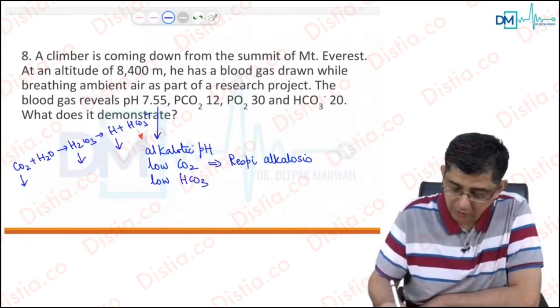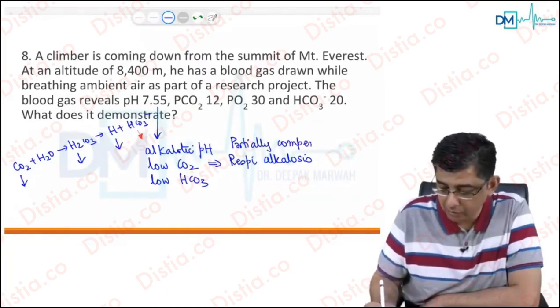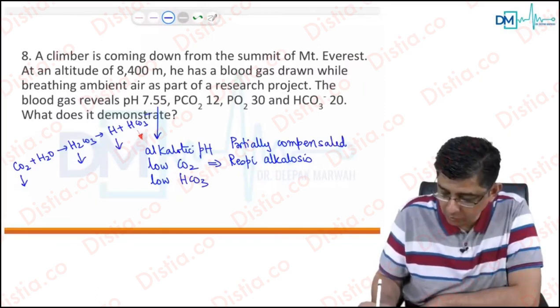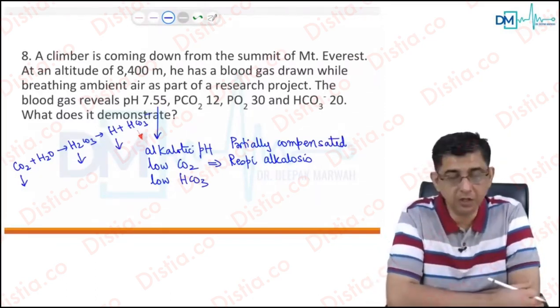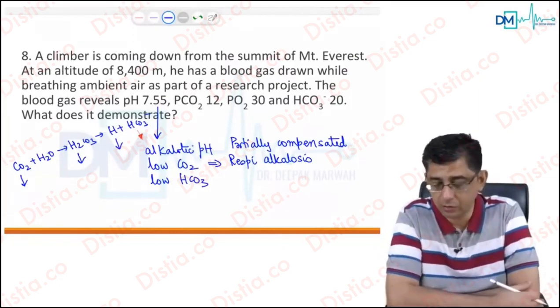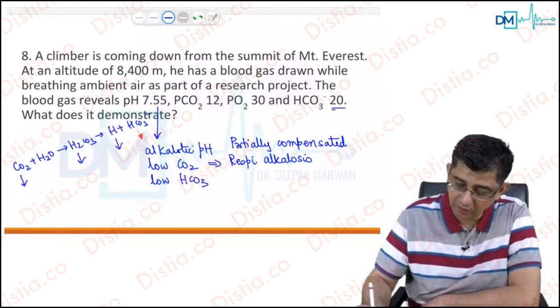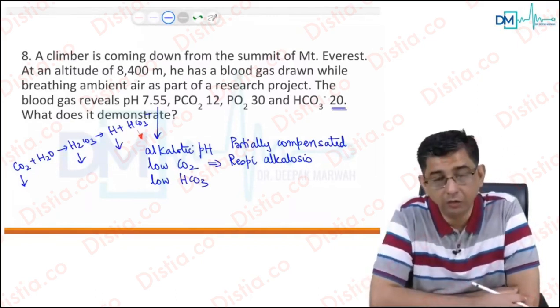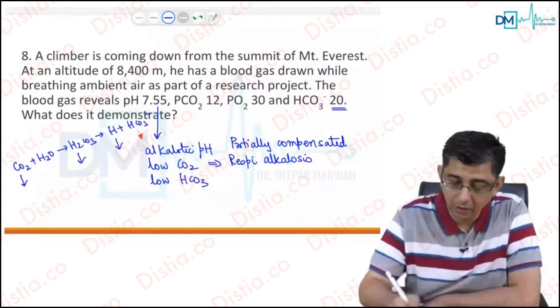In this particular case, the pH is 7.55. Though the bicarbonate of the patient is low, it has not been able to stabilize the value of pH. The pH is still elevated, so it is partially compensated. The good news is that in this patient, the value of bicarbonate is 20. So that means the bicarbonate value has been reduced with the help of the kidney.